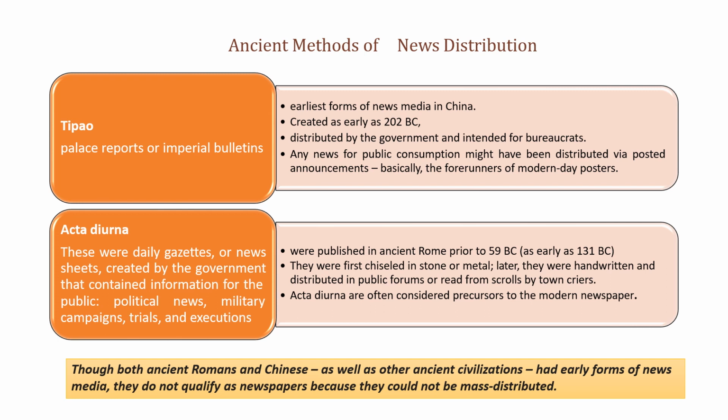It is interesting to note that both the ancient Romans and Chinese had a system of news distribution, even though they were ancient civilizations. They understood the early forms of news media, but they did not qualify to be newspapers because they were not mass distributed. Tipayo was basically for the bureaucrats, whereas acta diurna was placed at public places so that people could come and have a look if they were interested, or it was read aloud by the town criers.